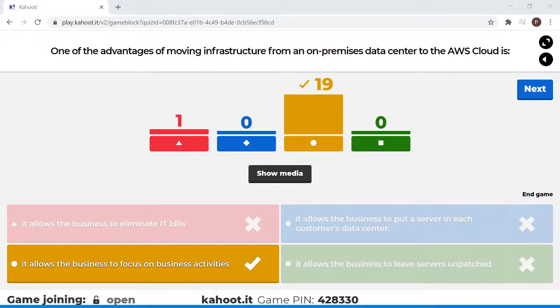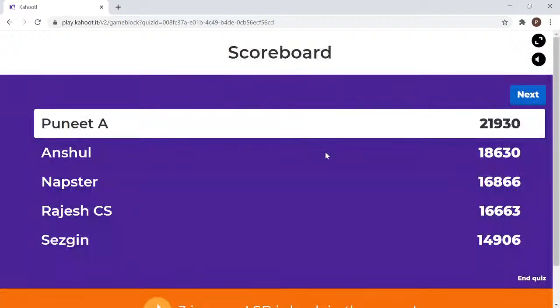19 people got it right, which is that it allows the business to focus on business activities. It will not eliminate the IT bills. It might reduce the IT bills, but it's not going to eliminate the IT bills. Everyone again holding strong their position in this particular question.